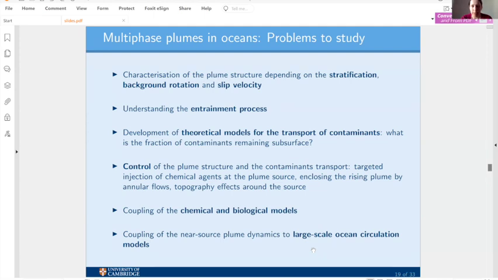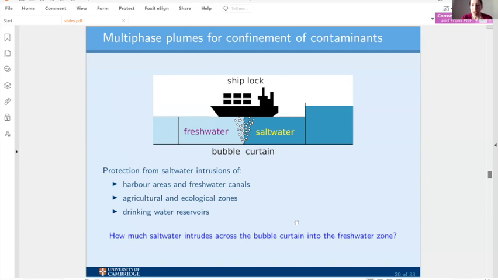Okay, I think at this point it is enough about plumes as contaminant sources, and let's switch gears a little bit and talk about multiphase plumes that can be used on purpose in order to control the contaminants transport in oceans and in order to reduce pollution in oceans. Now, let me just demonstrate to you a very simple example. If we have a ship lock between a salty seawater area and a freshwater area, then whenever a ship goes through this ship lock, there will be a horizontal current from the saltwater area into the freshwater area.